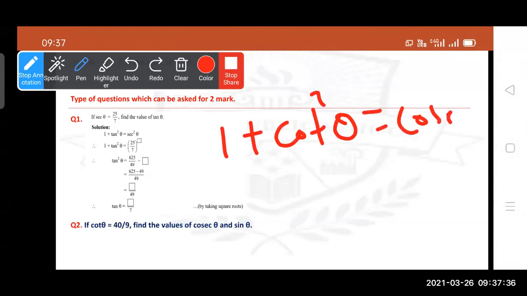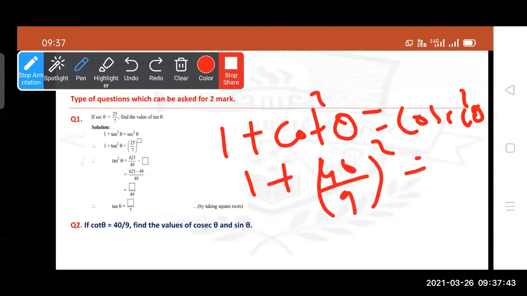Cot theta is given, find the value of cosec and sine. So for this, first you have to find the cosec theta, then apply the trigonometric identity. 1 plus cot square theta is equal to cosec square theta. Yes, substitute here 40 by 9 square. From this you get cosec theta value, and cosec is the reciprocal of sine theta. So reciprocal it, you will get sine theta. So such type of question can be asked for 2 marks.